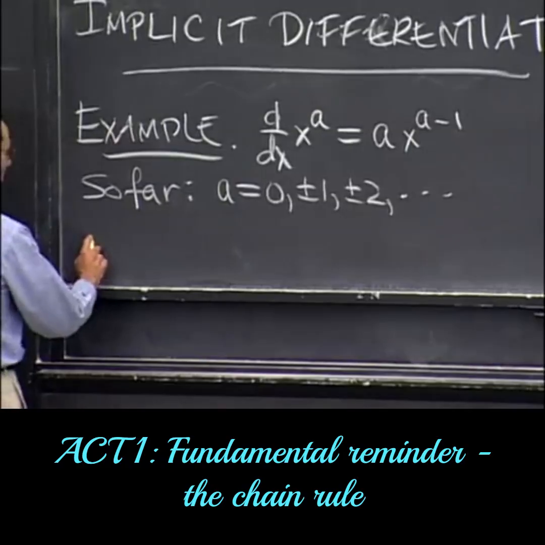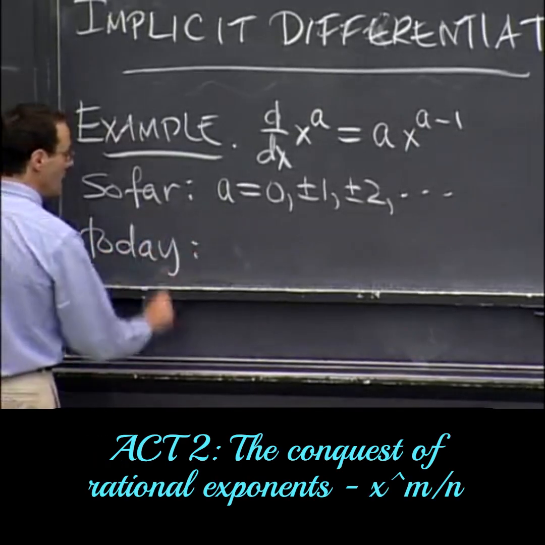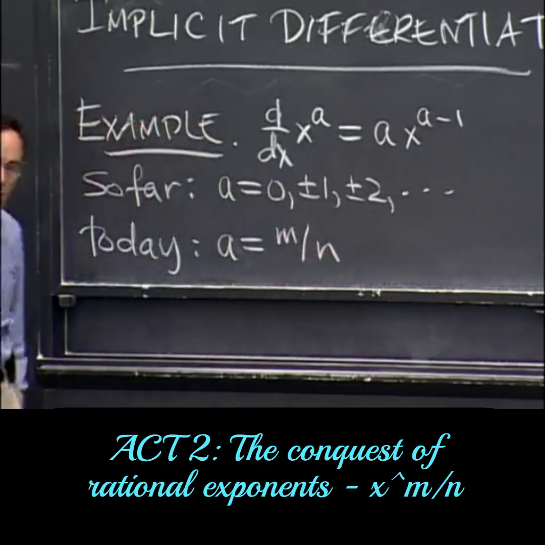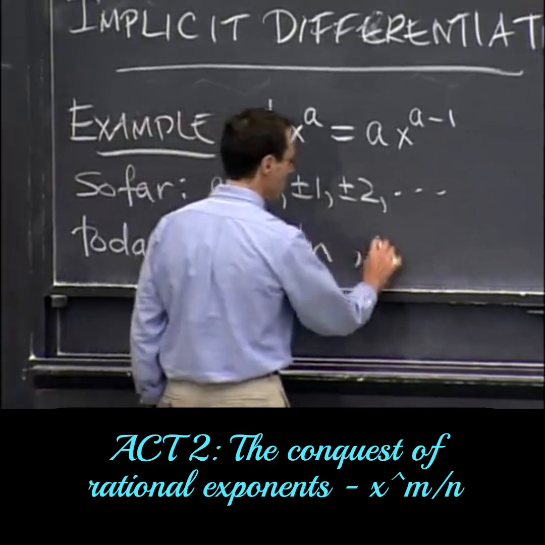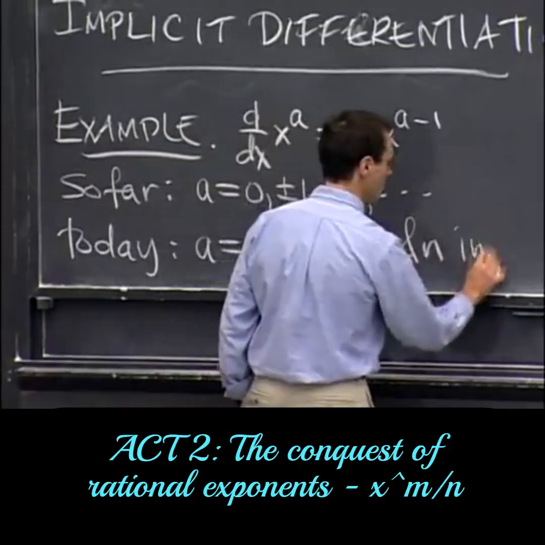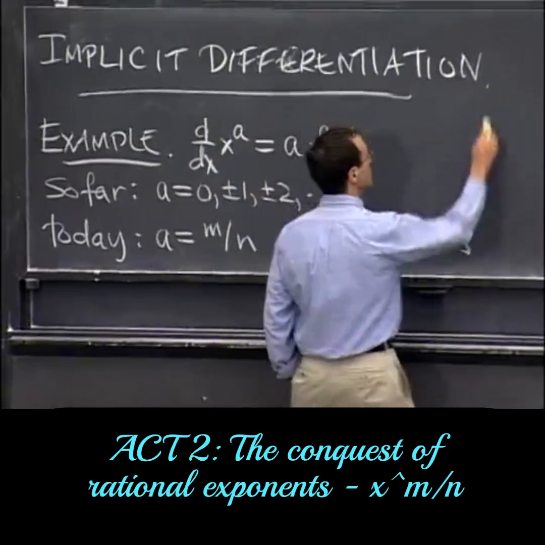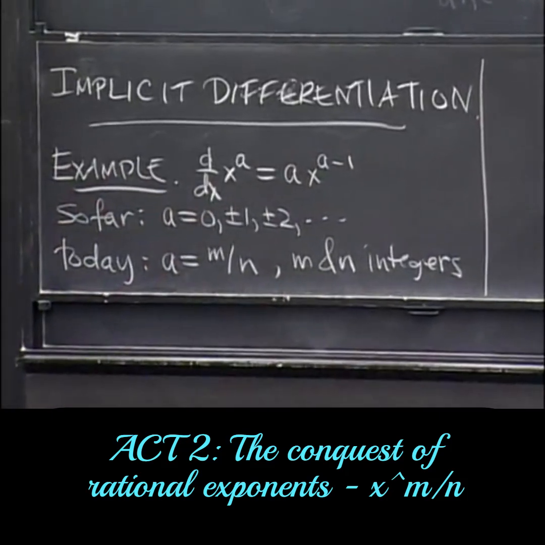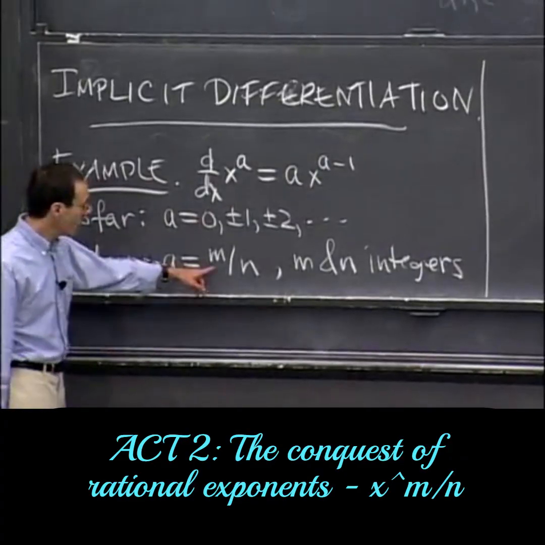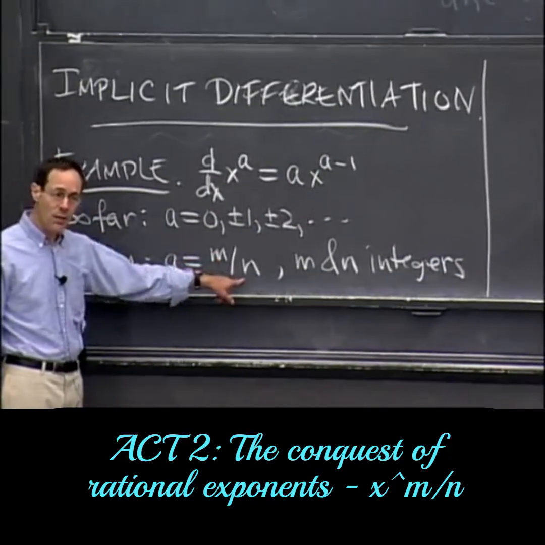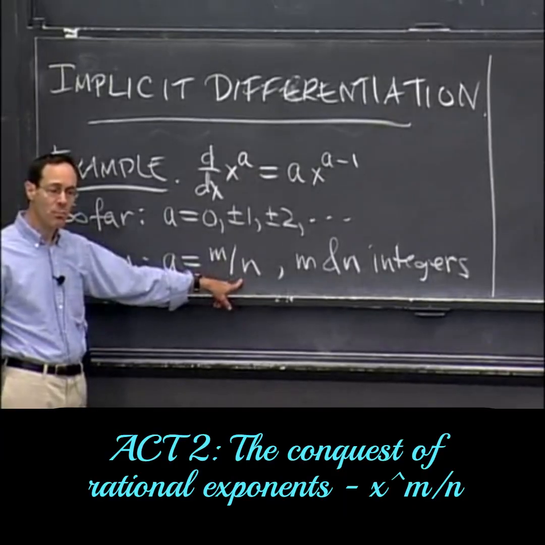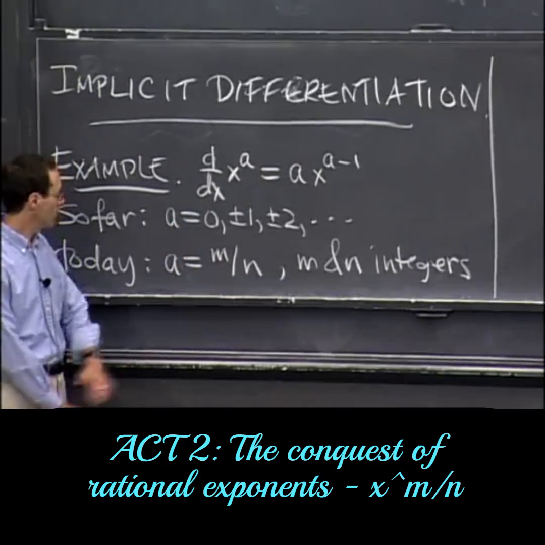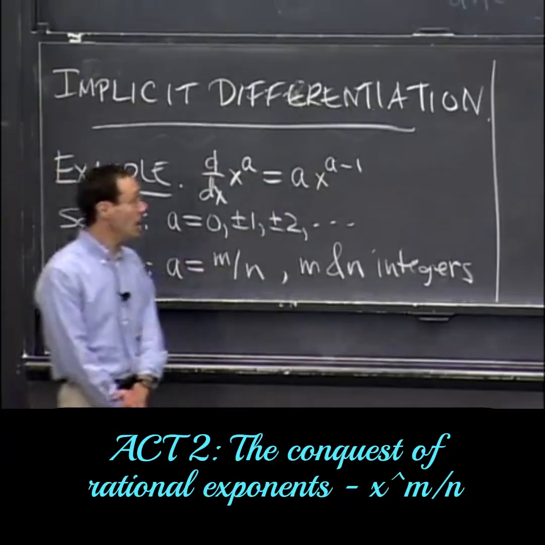So what we're going to do today is consider the exponents which are rational numbers, ratios of integers. So a is m over n, where m and n are integers. That's our goal, and we're going to use this method of implicit differentiation. It's important to realize that this covers the case m equals 1, and those are the nth roots. So when we take the 1 over n power, we're going to cover that right now, along with many other examples. Okay? So this is our first example.